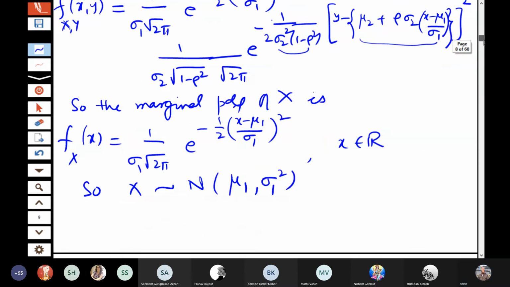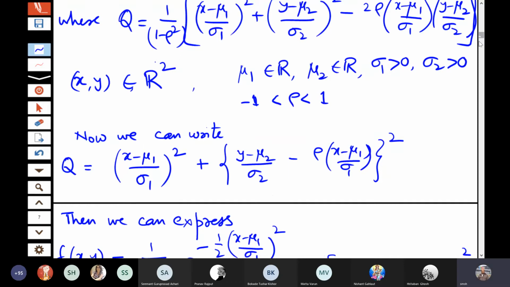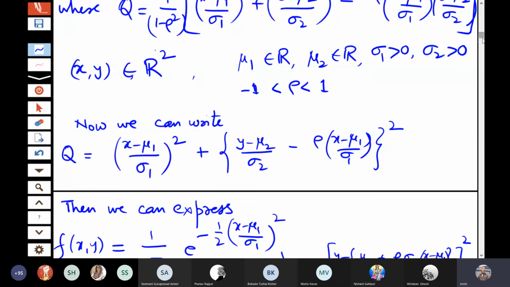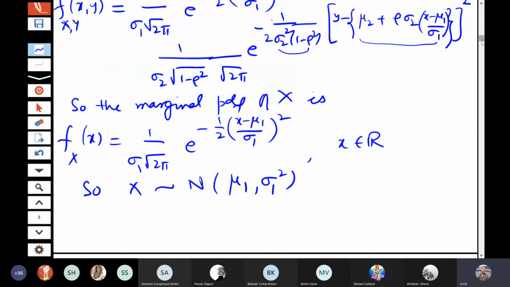Yes, sir. Another thing that you note here: if I want to find out the conditional distribution of y given x, what I will have to do is divide the joint distribution of x and y by the marginal distribution of x. And if you do that, exactly this particular term will get cancelled out on both the terms. So you will be left with this part. Okay.